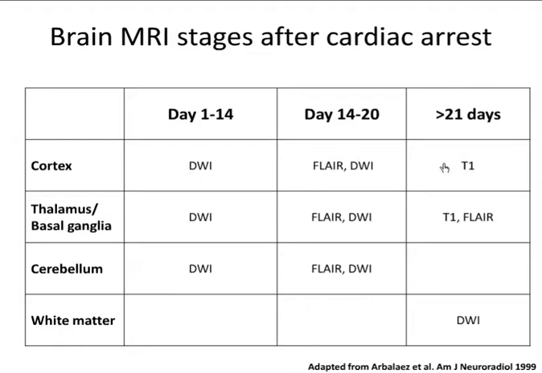The first 14 days, what is most notable are diffusion-weighted hyperintensities involving the cortex, the basal ganglia, the thalamus, and the cerebellum. As we progress to the period of 2 to 3 weeks, you start seeing these abnormalities become apparent no longer just in diffusion-weighted imaging, but also with techniques such as FLAIR.